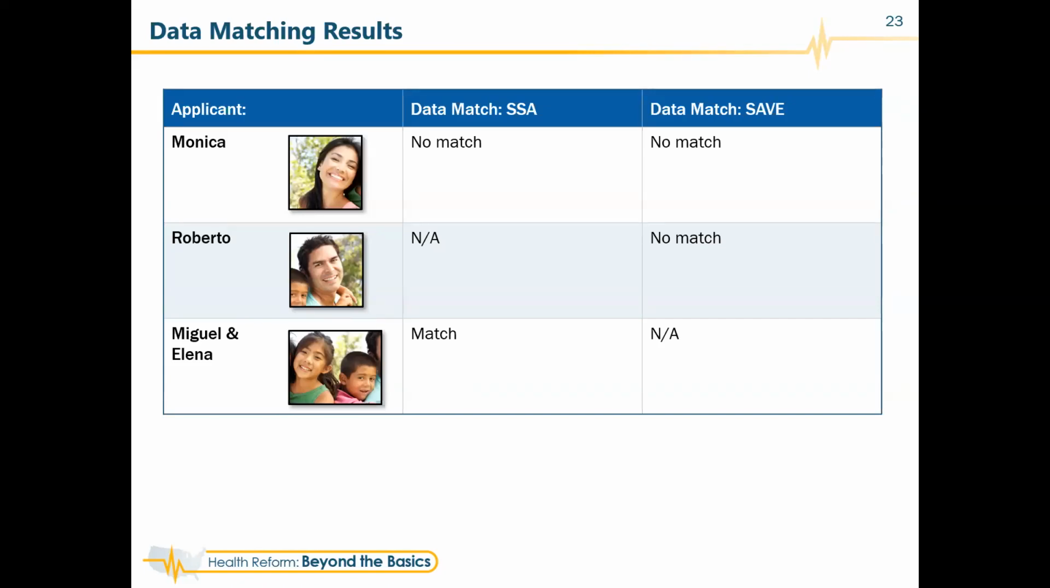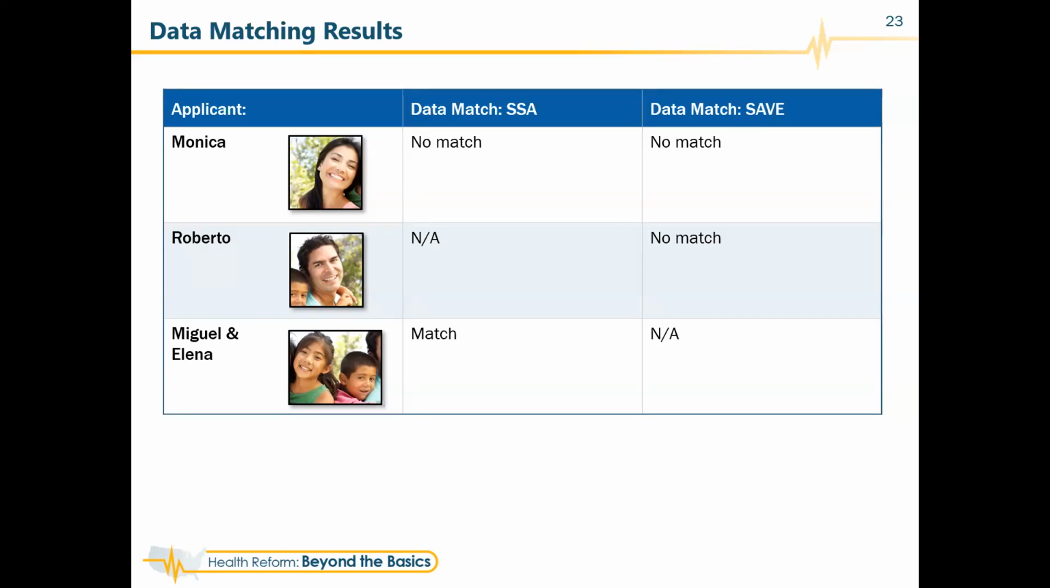So the Social Security Administration was not able to substantiate Monica's attestation of citizenship because she was born outside of the U.S. She did not have document numbers to provide from a certificate of citizenship, so she was also not matched by the SAVE system. Roberto is not a citizen, so there's no citizenship matching that happens with SSA. And although he entered one number that he did have, he did not enter the other number that was requested. In this case, there was not enough information for SAVE to be able to match him instantly.